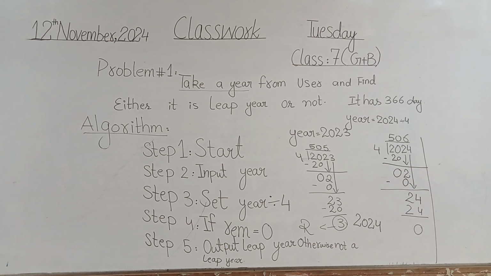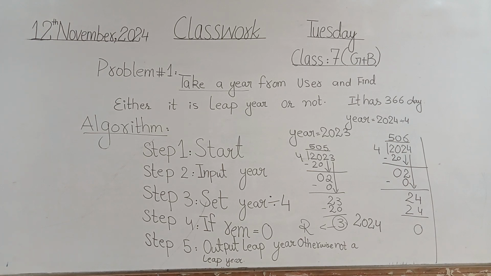We use the word output only one time, because if we repeat it and write output leap year, otherwise output not a leap year, it is not well defined and exact, because we are using two such words in the same sentence or step. We have to use one word of the algorithm in one step, exactly one time.